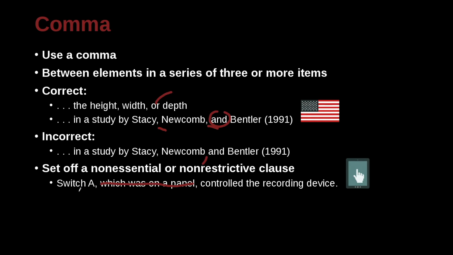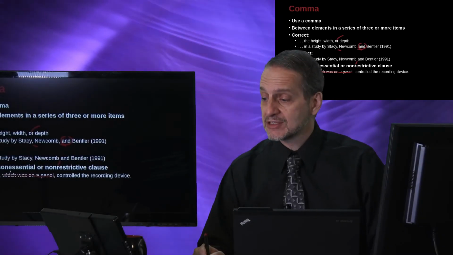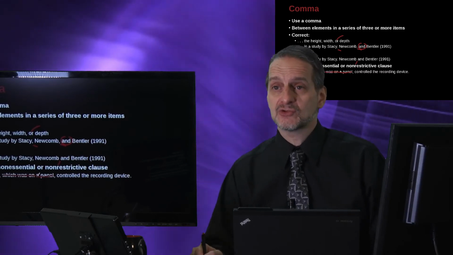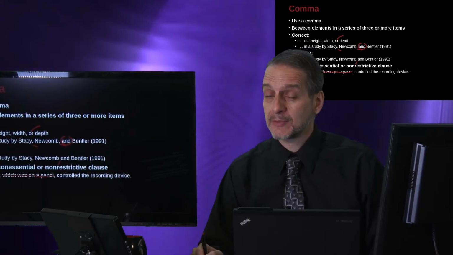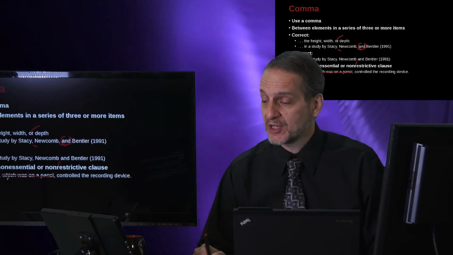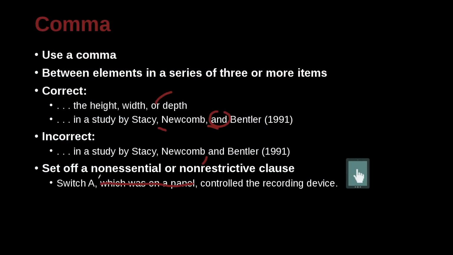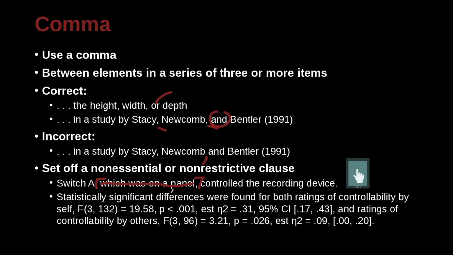The question is, is that a complete sentence? If that is a complete sentence, then this clause is a non-restrictive clause. That means you do not have to have it. And if you do not have to have it, then you need to use a comma to separate it. So in this case, we use 2 commas because we have the beginning, switch A, comma, which was on a panel, comma, controlled the recording device. So this bit here is the non-restrictive clause. Use a comma before, use a comma after.